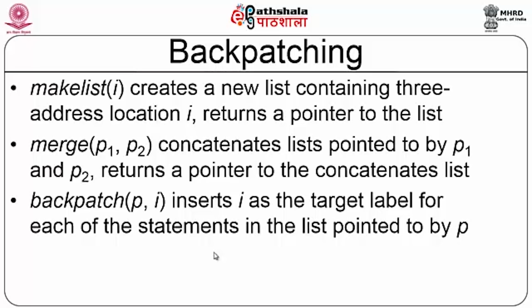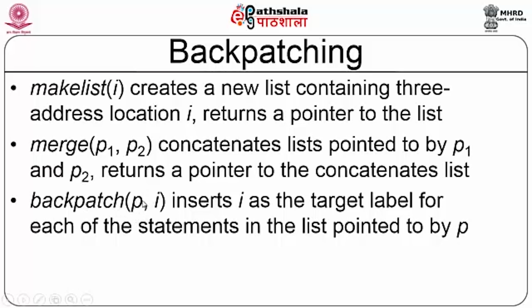The third one is backpatch(p, i). p is a pointer to a list and i is the target label. However many elements the list pointed to by p contains, in all these elements you backpatch with the line number corresponding to i. That is, insert i as the target label for each of the statements contained in p.